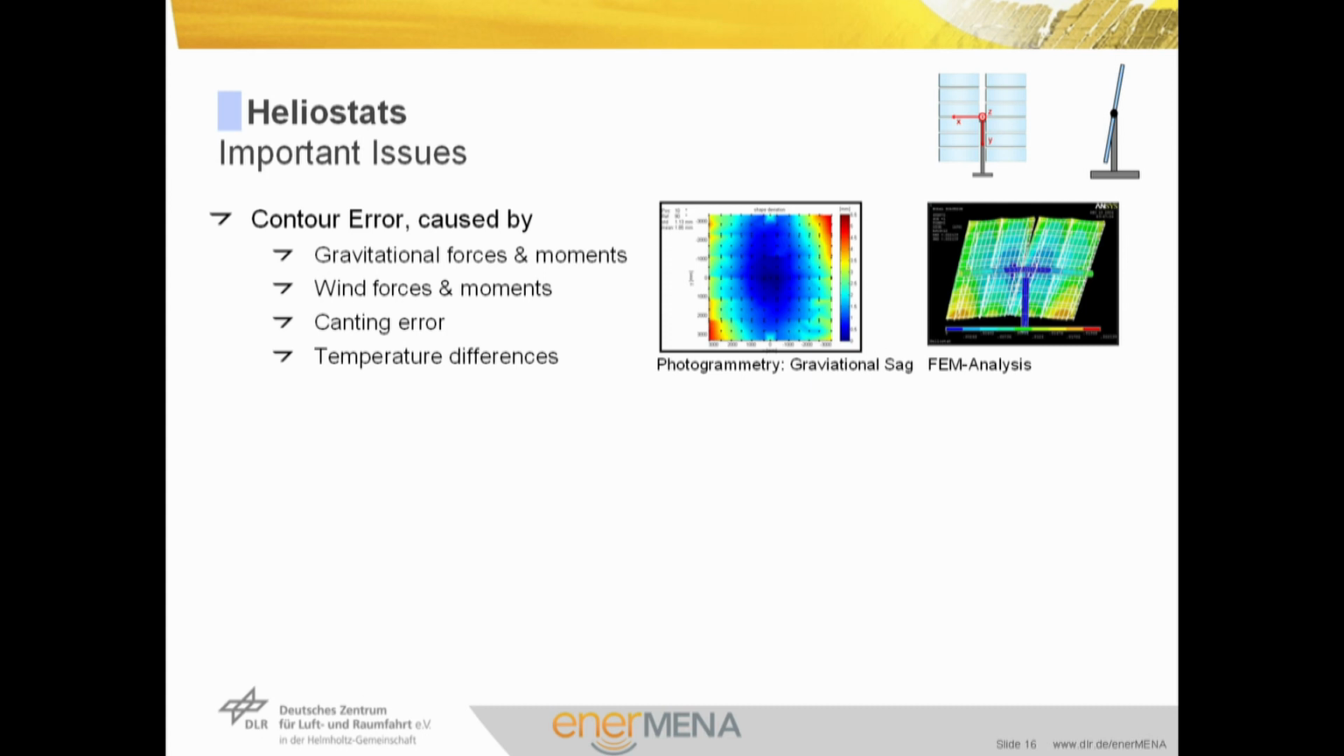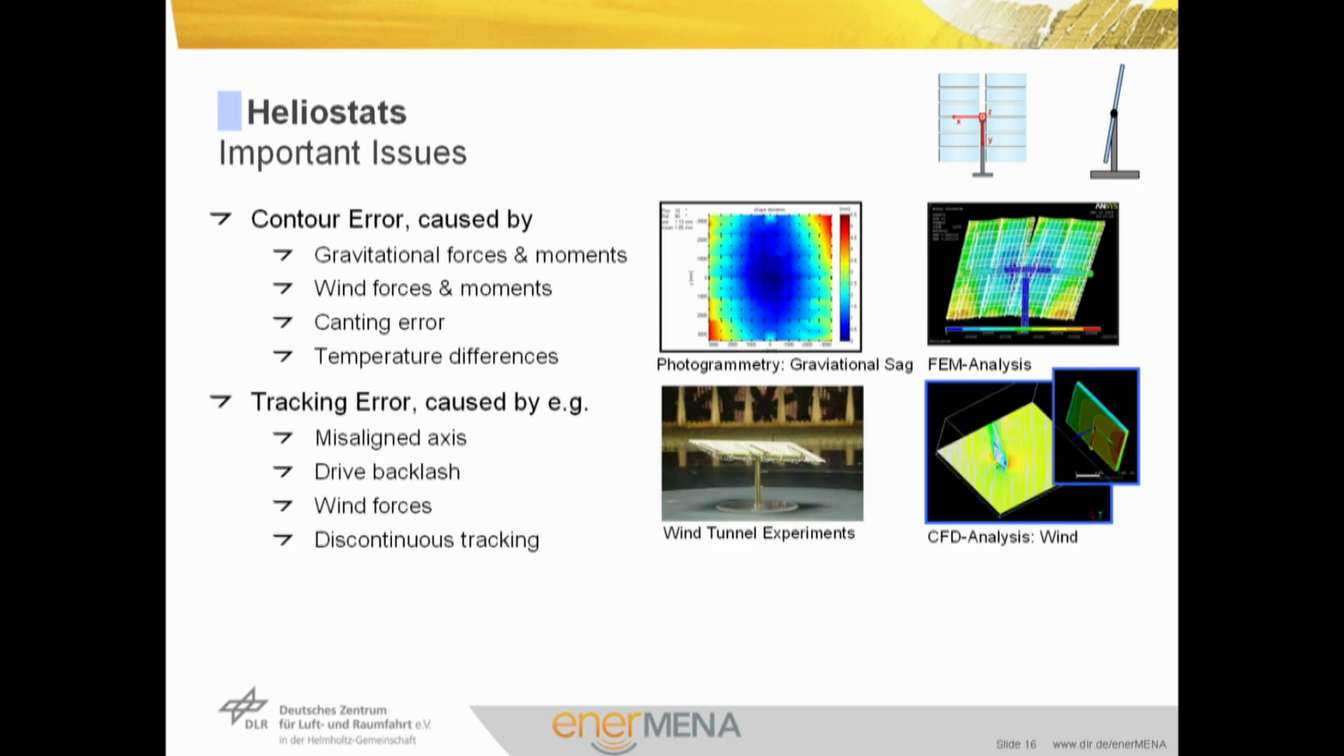Also, the optical performance of a heliostat is influenced by the tracking of the heliostats, and we may have tracking errors. So we may have misaligned axes. That means that the pedestal is not perpendicular to the elevation axis. We may have a drive backlash. The wind forces may influence the tracking accuracy, and we have discontinuous tracking.